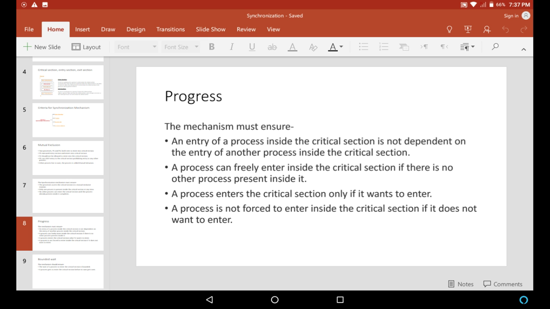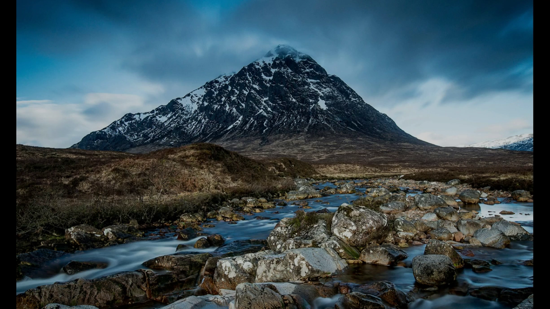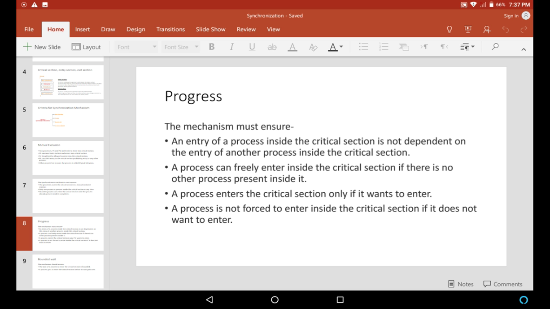Now the difference is in mutual exclusion. If a particular process enters into the critical section, it locks the entry to other processes. And in the progress rule, if a particular process enters into the critical section, it blocks purposely the entry of other processes into the critical section. So what should it ensure?